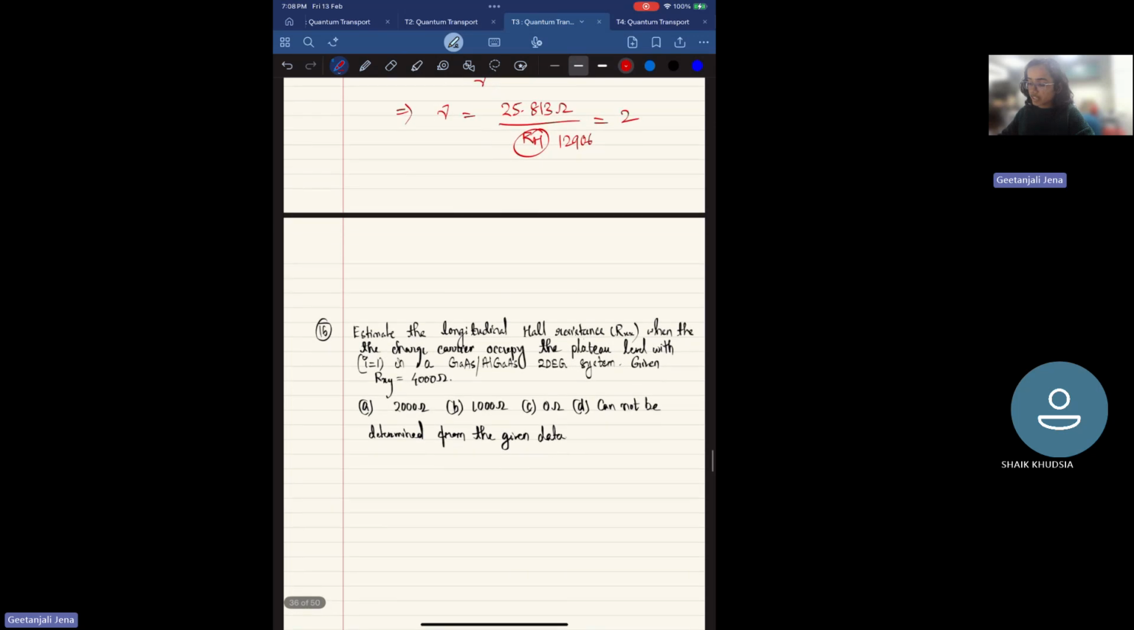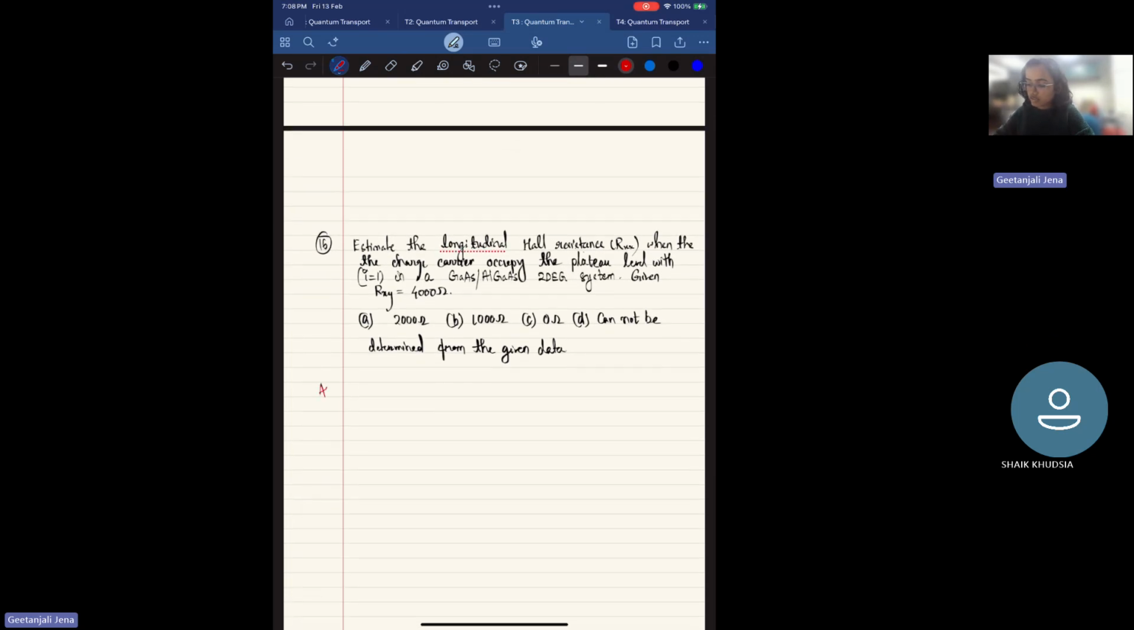Okay, so the next one is also a conceptual question. Estimate the longitudinal resistance R_XX when the charge carriers occupy the plateau level with i equal to 1 in a gallium arsenide two-dimensional electron gas system. Given R_XY is 4000 ohm. So you need to calculate what is R_XX. First answer is 2000 ohm, second answer is 1000 ohm, third is 0 ohm, or it cannot be determined from the given data.